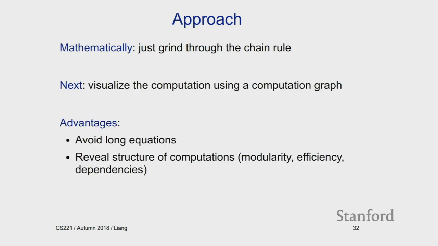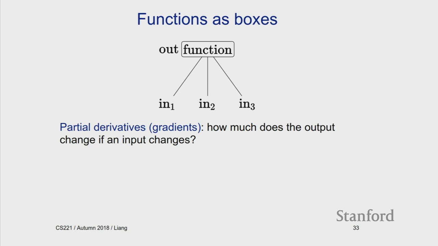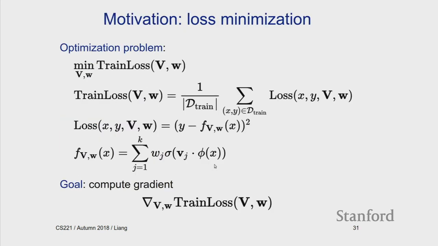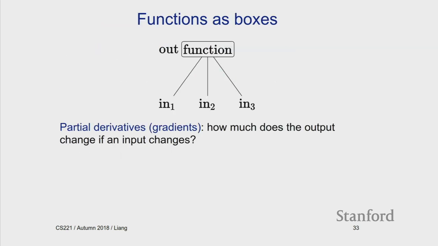Okay, so in some sense, you can get away these days without actually knowing how to compute a gradient, but it doesn't hurt to practice. All right, so conceptually, what is a function? If you go back to this, train loss is just a function. It may be really complicated, but it's just a function. And a function is something that just takes inputs and produces output.